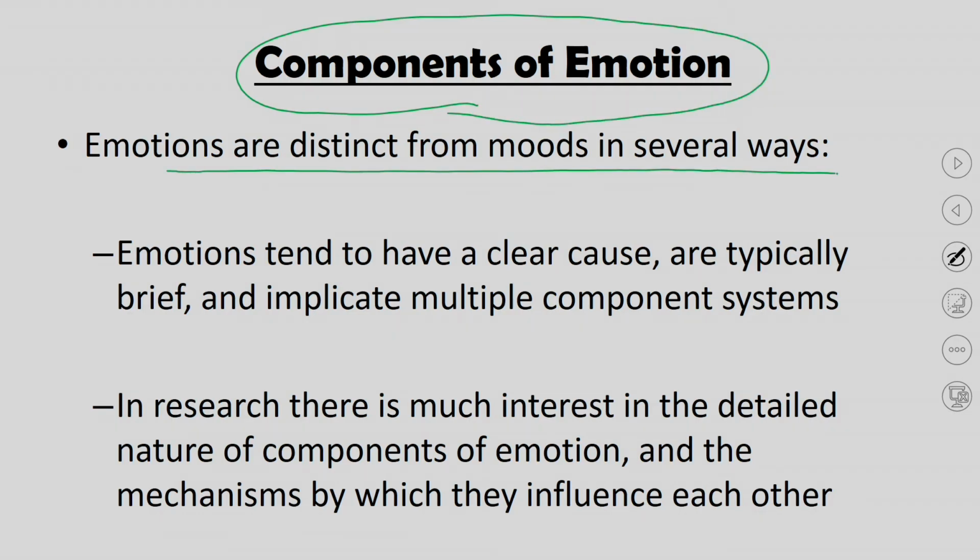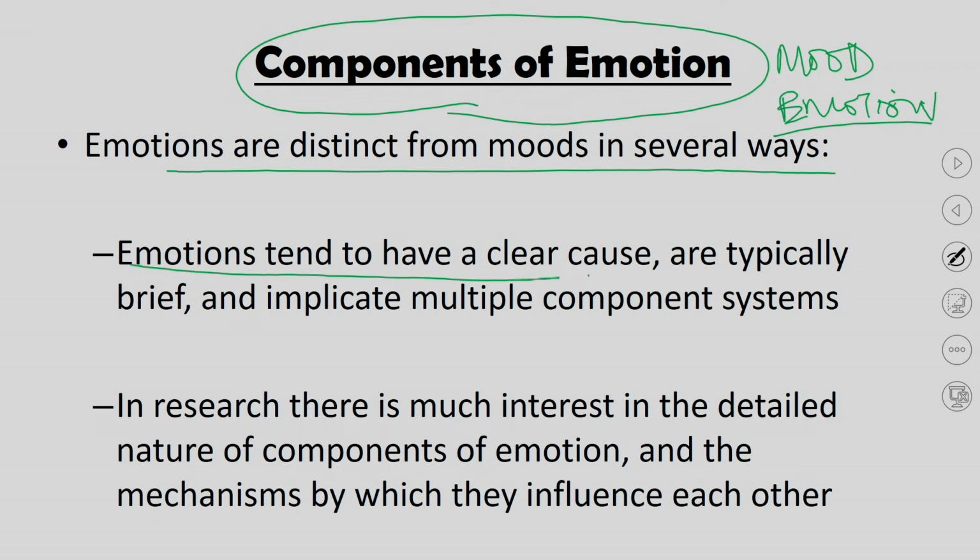Emotions are distinct from moods in several ways. As I described, there are two terms, one called mood and the other called emotion. So, what is the difference between a mood and an emotion? You have often seen people say, I am in a bad mood, I am in a good mood, and this is also a kind of feature that people have. So, what is the primary difference between a mood and an emotion? There are some basic differences.